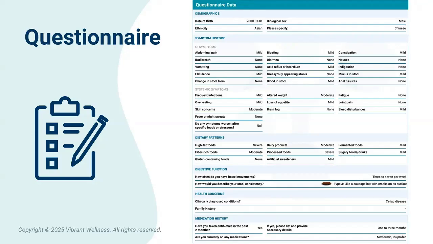The Gut Zoomer questionnaire data populates next, allowing for more accurate results interpretation. It asks patients to rate their GI symptoms by severity and includes questions about lifestyle, dietary pattern, digestive function, medical history, and health concerns.